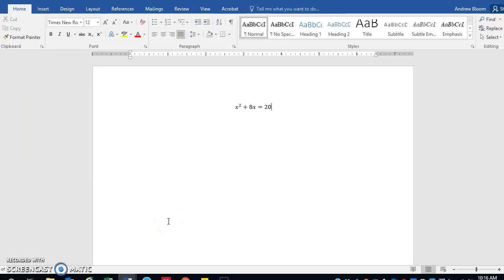Let's take a look at a little bit more complicated quadratic equation that needs to be solved. In this case, we have x squared plus 8x equals 20. The polynomial on the left-hand side could be factored because there is a GCF in there of x, and we could get x times (x plus 8) equals 20.